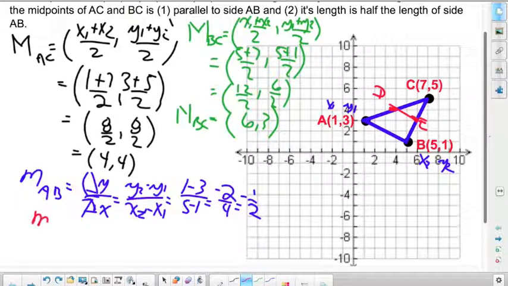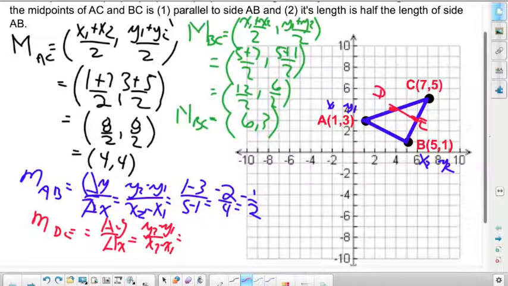Now I want to calculate the slope of DE. And that's equal to delta y over delta x. So it's y2 minus y1 over x2 minus x1. So here I'm going to go up here to look at my points. I'm going to go this way, 4 minus 3 over 4 minus 6. And I get negative 1 over 2. That's MDE. So that's the slope of my new segment.